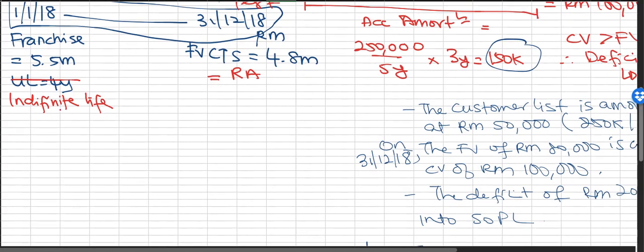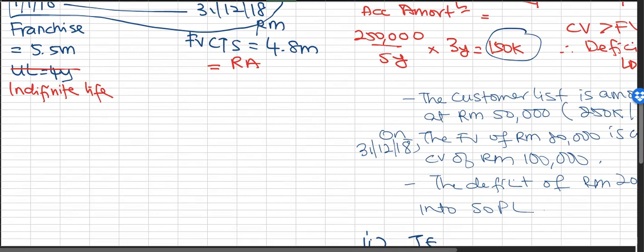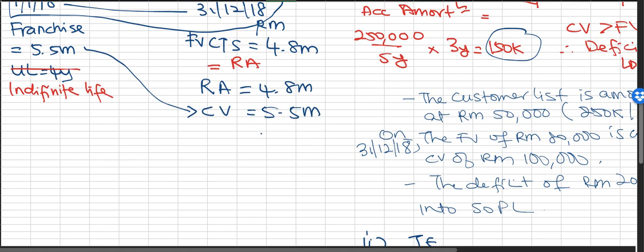Now, since it is indefinite, you don't have to amortize. When you do the impairment test, you need to compare RA with CV. In this case, RA is 4.8 million. What is CV? Because it is not amortized, you just carry it as the carrying value, 5.5 million. The difference is 700,000. The carrying value is more than RA, therefore this is an impairment loss.